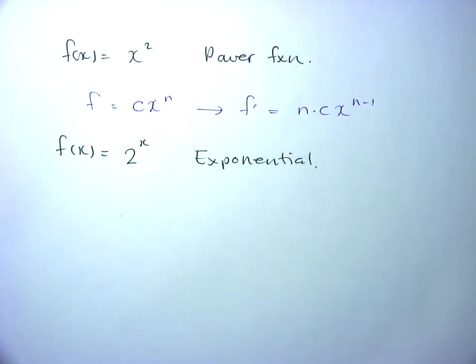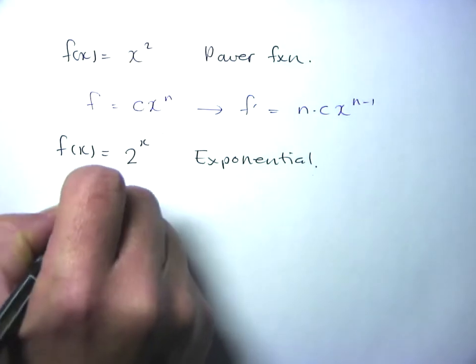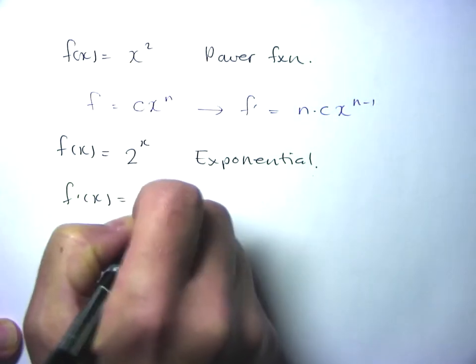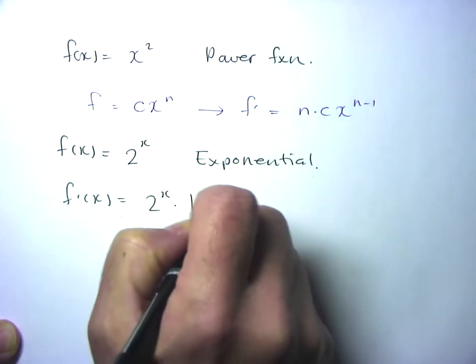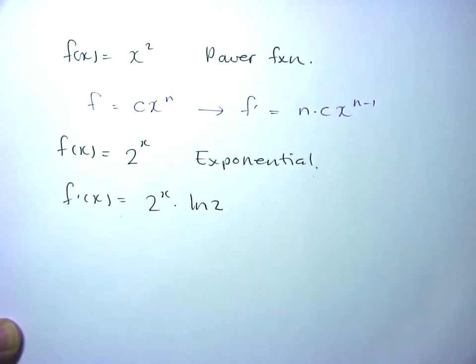Exponential functions will have their very own rule. And that rule, like we just saw, was this. If you had f of x equals 2 to the power x, then the derivative f prime of x is 2 to the power x times the natural log of 2. Okay? So don't confuse power functions with exponential functions.